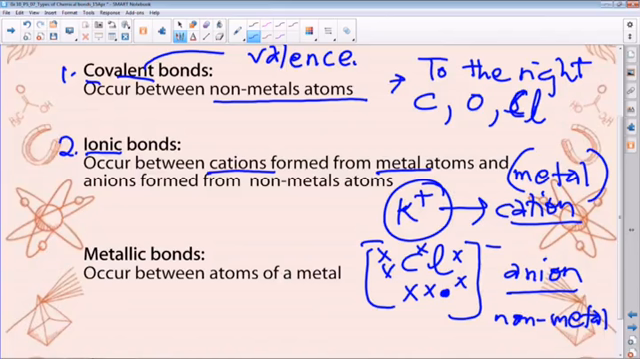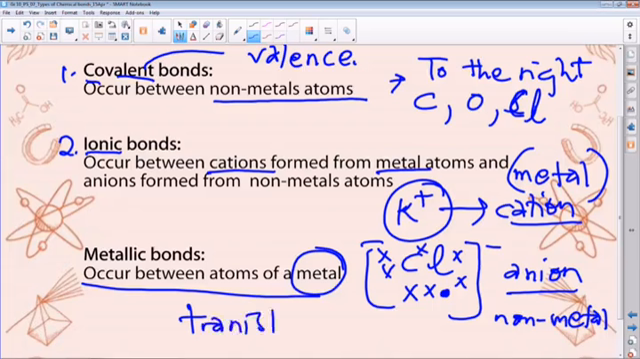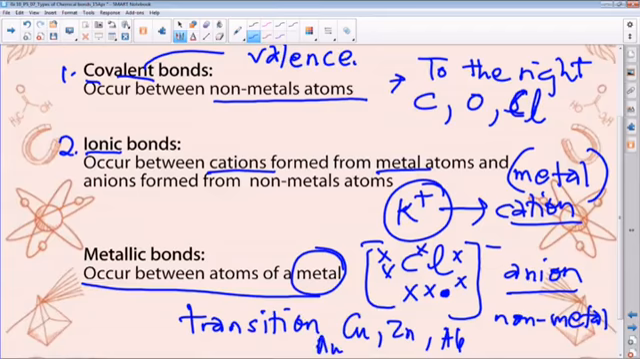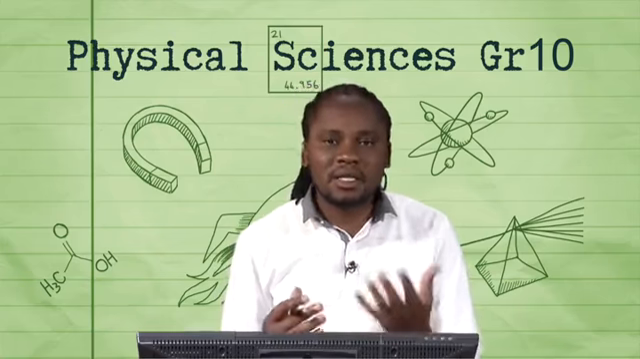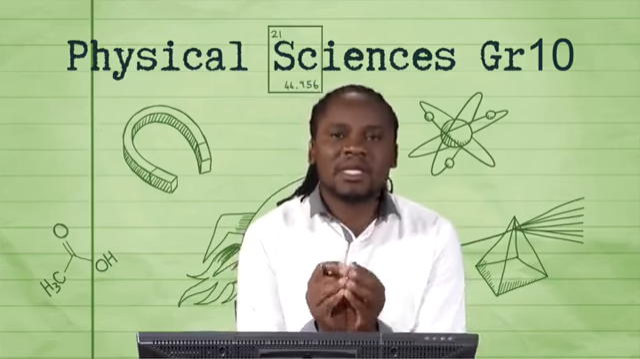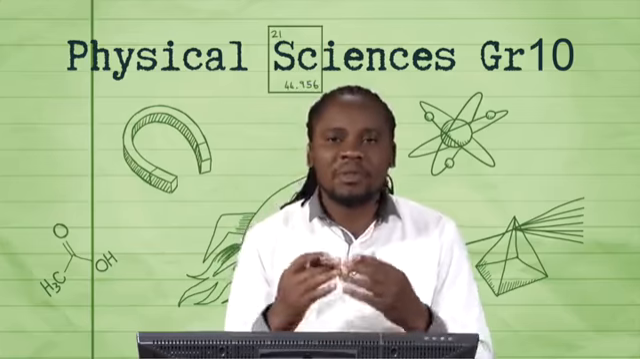Then as far as metallic bonding, this only happens between metals. In this case we are referring more particularly to the transition metals. You remember very well that when we talk about transition metals, we're referring to metals like your copper, your zinc, your aluminium, your gold. These are typical examples of what we would refer to as the metal. So for that reason, we would think of metallic bonding only occurring between atoms of metal substances.